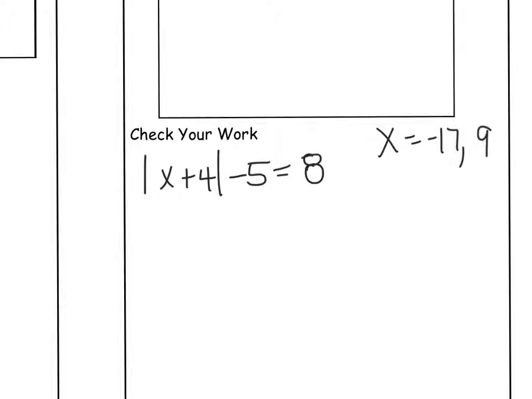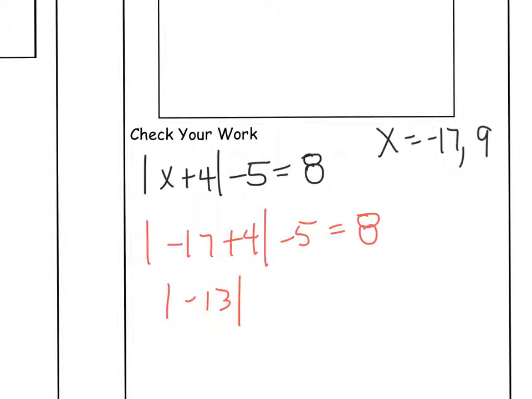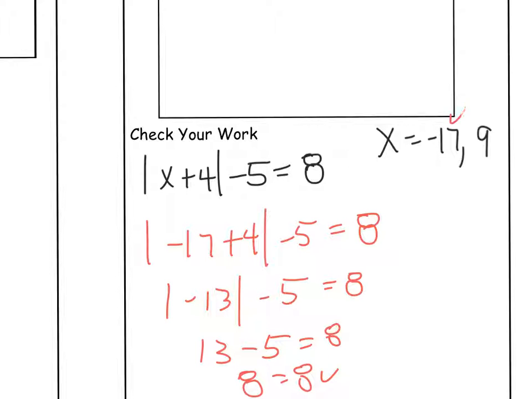Okay, so we have our original equation, and we're going to substitute each of these values. So we have the absolute value of negative 17 plus 4, minus 5 equals 8. Negative 17 plus 4 gives us negative 13, so the absolute value of negative 13, minus 5 equals 8. And so that gives us 13, because the absolute value of negative 13 is 13, minus 5 equals 8. And so yes, indeed, 8 equals 8. So that value is good. We're just going to do the same thing with the other value.